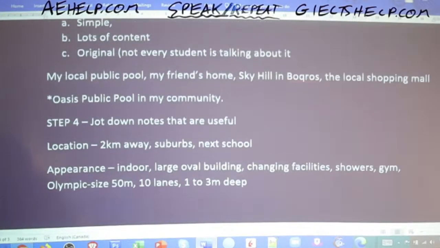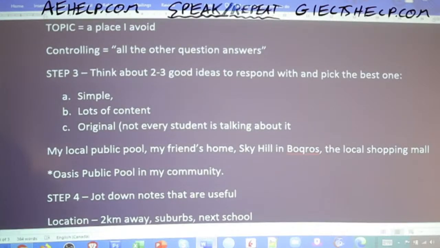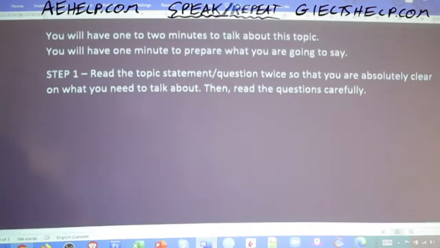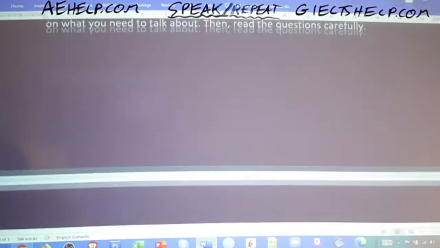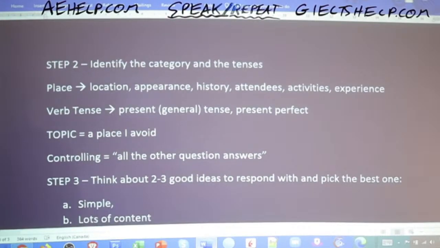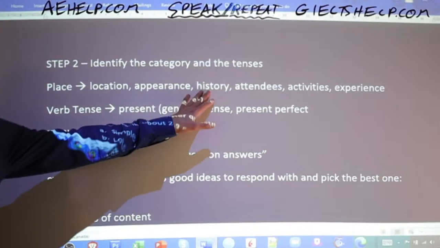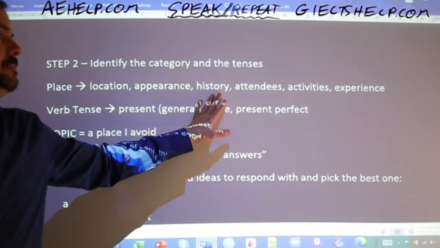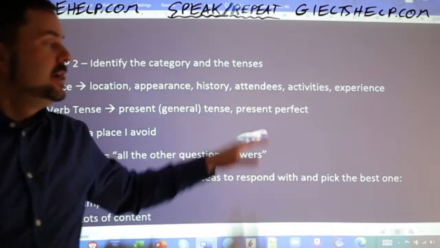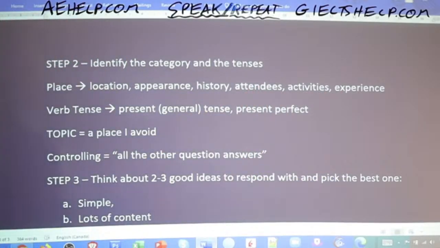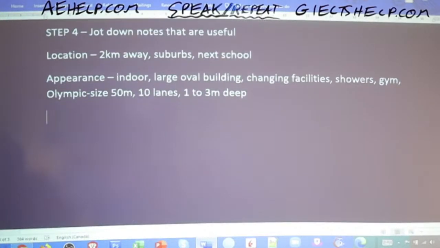Okay, so now the next one is going to be attendees, right? So who goes there? Okay. History with a pool, we can maybe group that in with experience. I would just jump to attendees. With history, you might just do something very simple like a pool is not really a historical landmark, so you might just say something like 10 years ago.